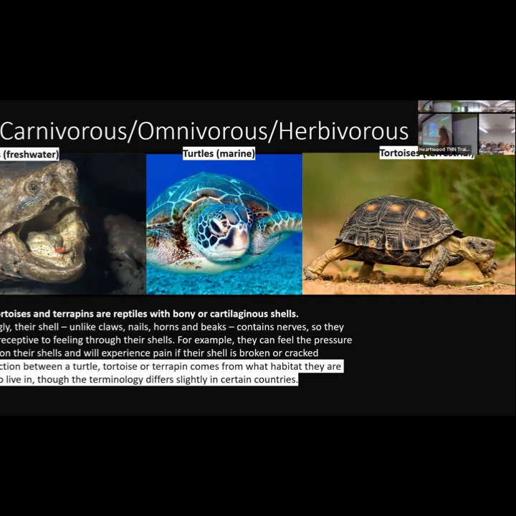Typically, the more domed the shell is, this is the carapace and this is the plastron. They have two different parts of the shell. Carapace and plastron. So you can remember that by you carry things on your back, the carapace, okay?